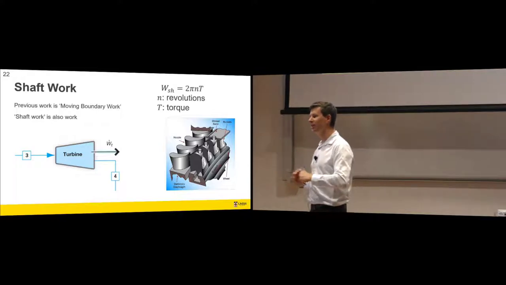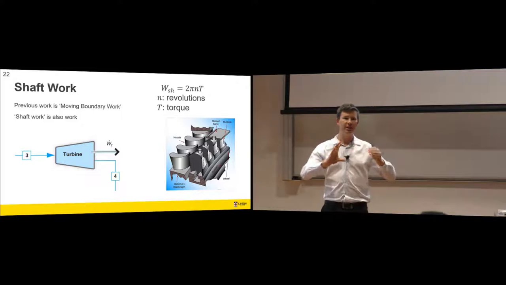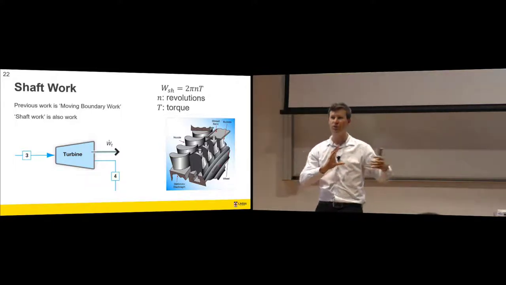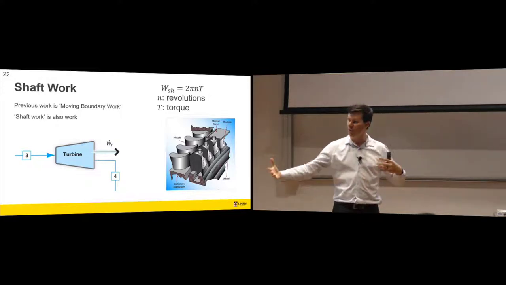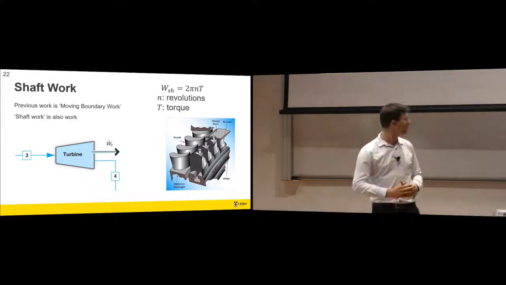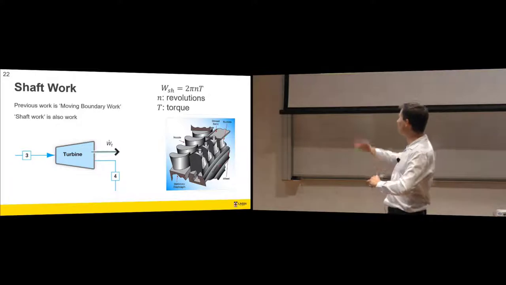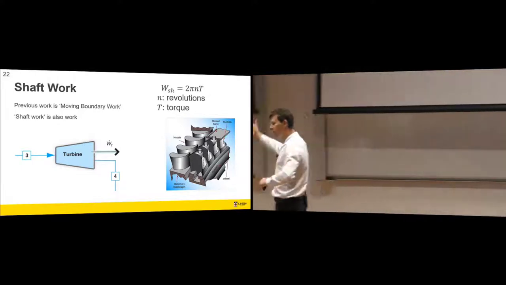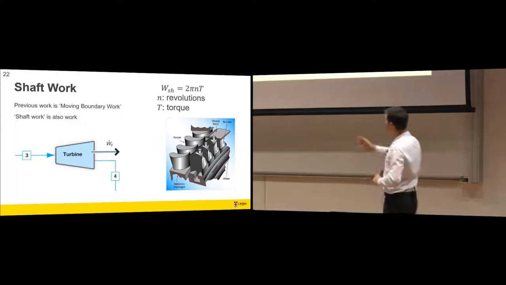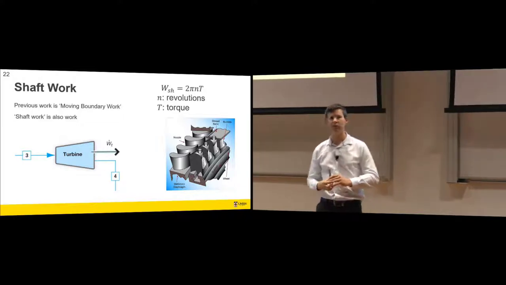Moving boundary work. So we've done that. If your fluid is moving against some external force in the surroundings, or the surroundings are working on your fluid, you've got moving boundary work. There's a couple of other types of work that I wanted to talk about as well, because we've got a turbine denoted here in the bottom left-hand corner. That's how you can tell it's a turbine. It's got some power coming out of it. This is a steam turbine, probably. Let's call it a steam turbine.